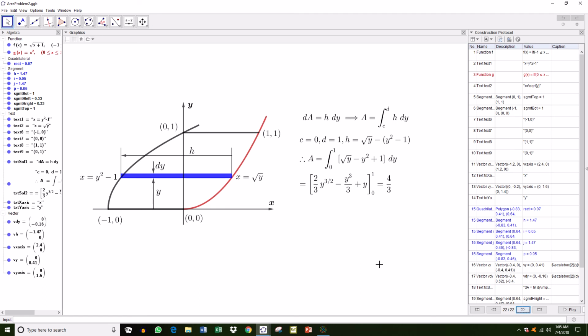So here we are integrating from y equals 0 to y equals 1. So c is 0, d is 1. H is square root of y. The right side value is square root of y. And the left side x value is y squared minus 1. Okay, let me repeat that one part just a little, please. The height, this h, is the x value at the right point minus the x value at the left point. So the x value at the right side is square root of y. The x value at the left side is y squared minus 1. That's what I did. Cool? That's all.